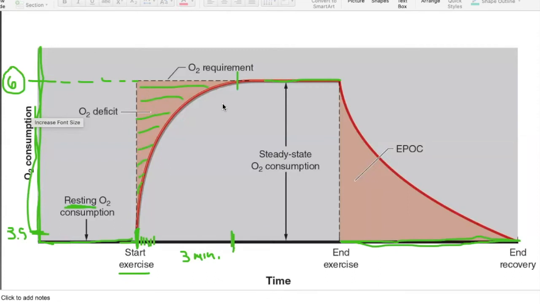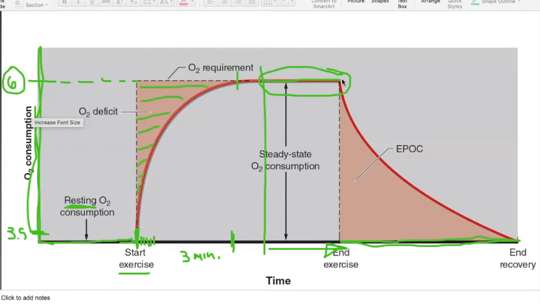Then the activity commences for however long that period of time is. It could be 5 minutes, it could be an hour. And as long as the intensity of the exercise doesn't increase, the amount of oxygen needed to perform that particular exercise is going to plateau.